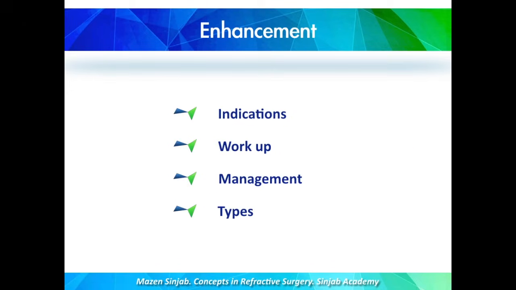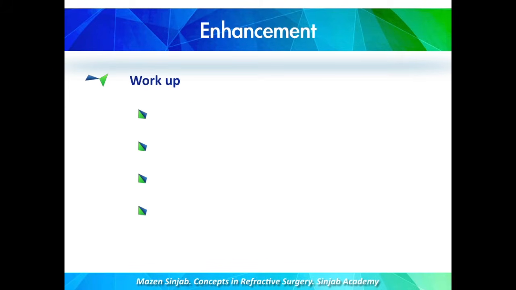Coming to the second part of this video, the workup. Now, what should we do before we say we are ready for enhancement? We have to measure uncorrected visual acuity, corrected distance visual acuity, and potential visual acuity in some cases. We have to measure contrast sensitivity. We have to determine the manifest refraction and cycloplegic refraction. Cycloplegic refraction is mandatory in all cases for enhancement.